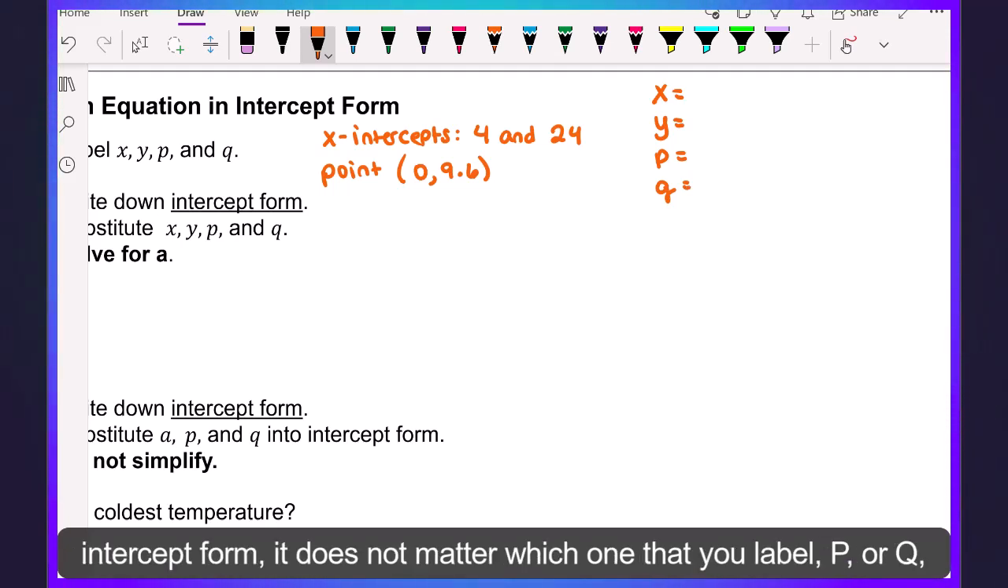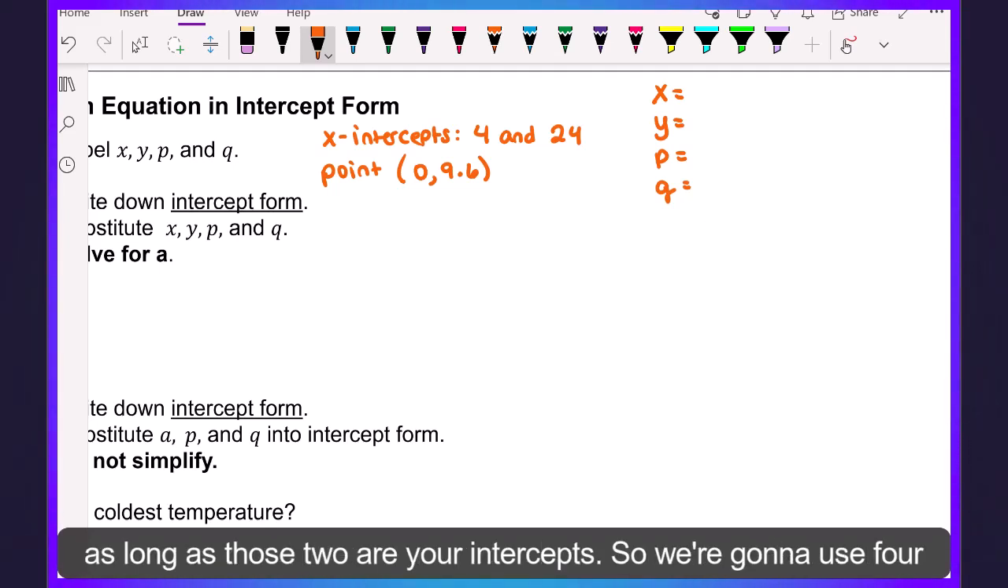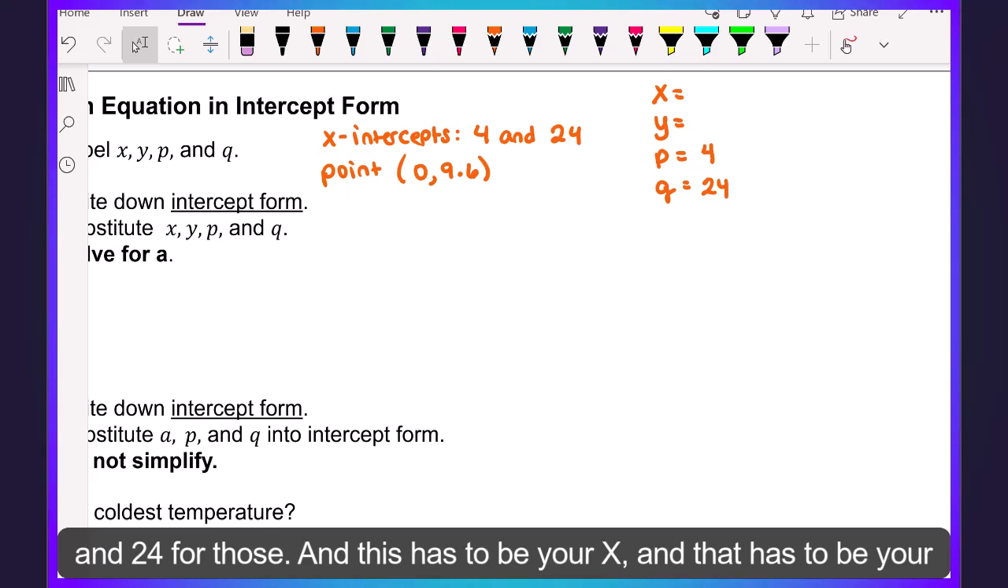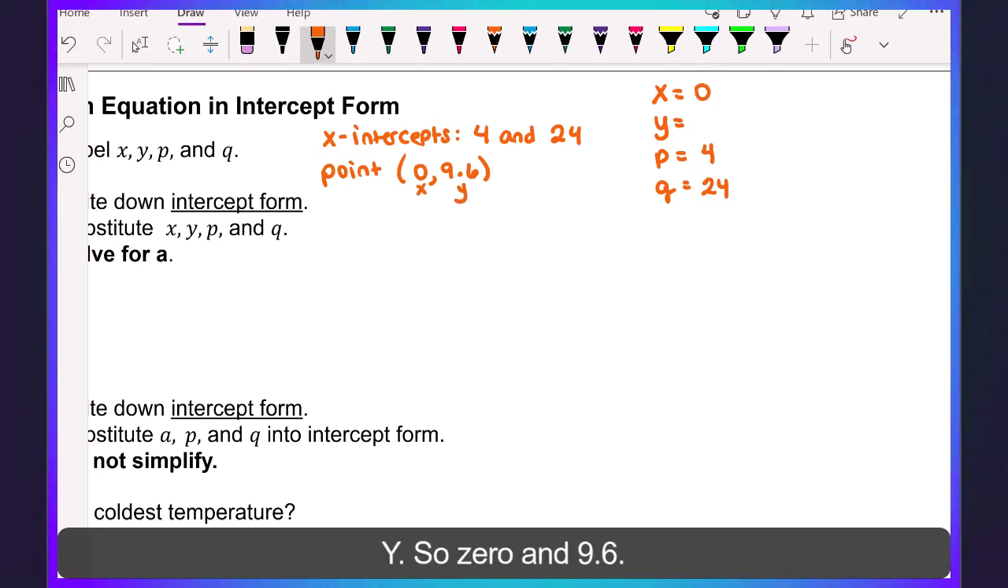With your intercept form, it does not matter which one that you label p or q as long as those two are your intercepts. So we're going to use 4 and 24 for those. And this has to be your x and that has to be your y. So 0 and 9.6.